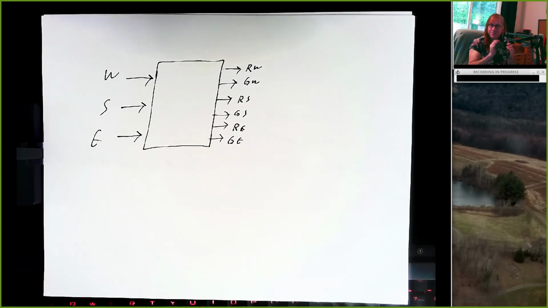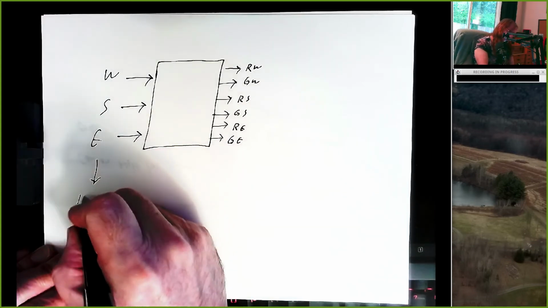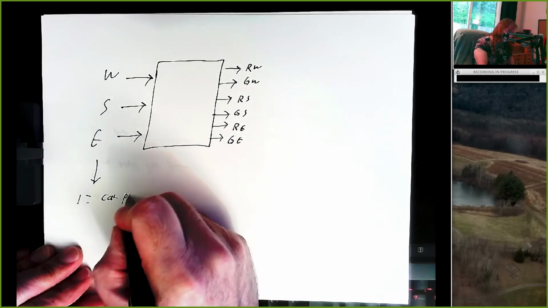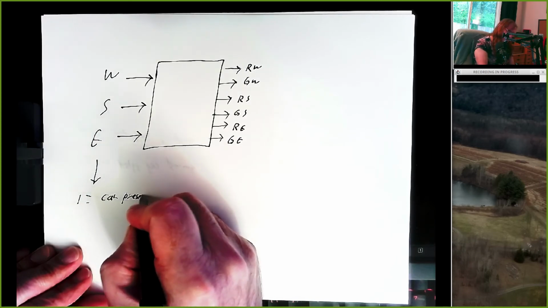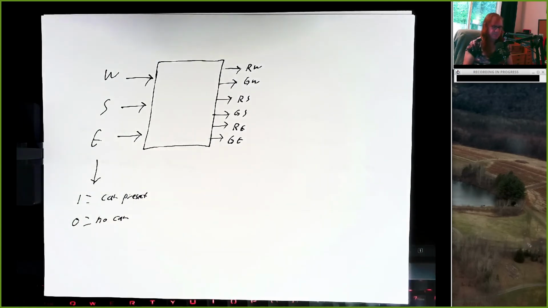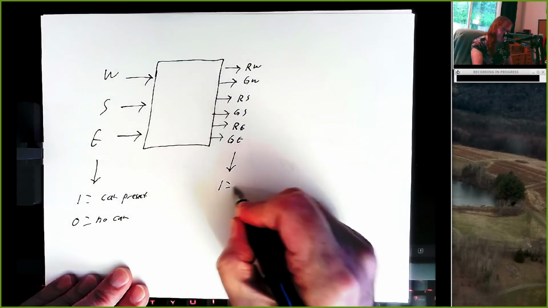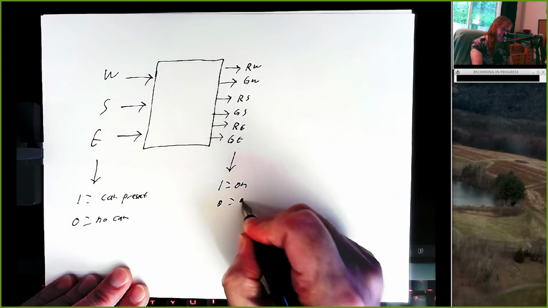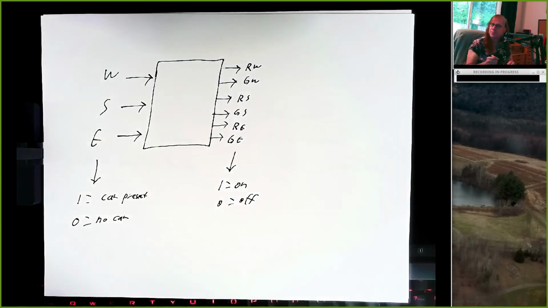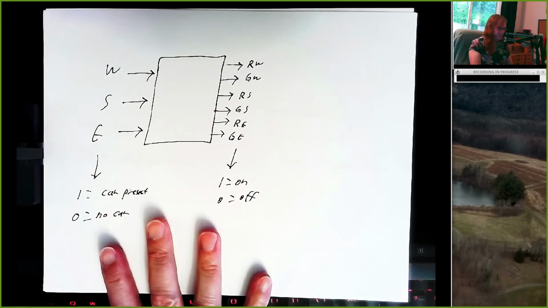This is important. Okay, this will get you maximum points on the lab. So for these sensors, 1 means there's a car present. 0 means there's no car. For these outputs, 1 means the light is on, 0 means the light is off. All right, this is the system diagram you have to use.